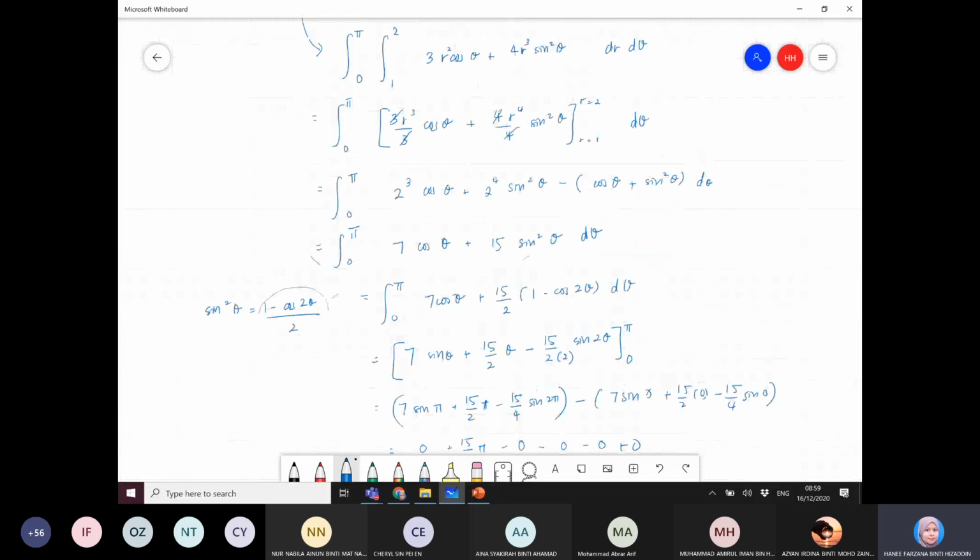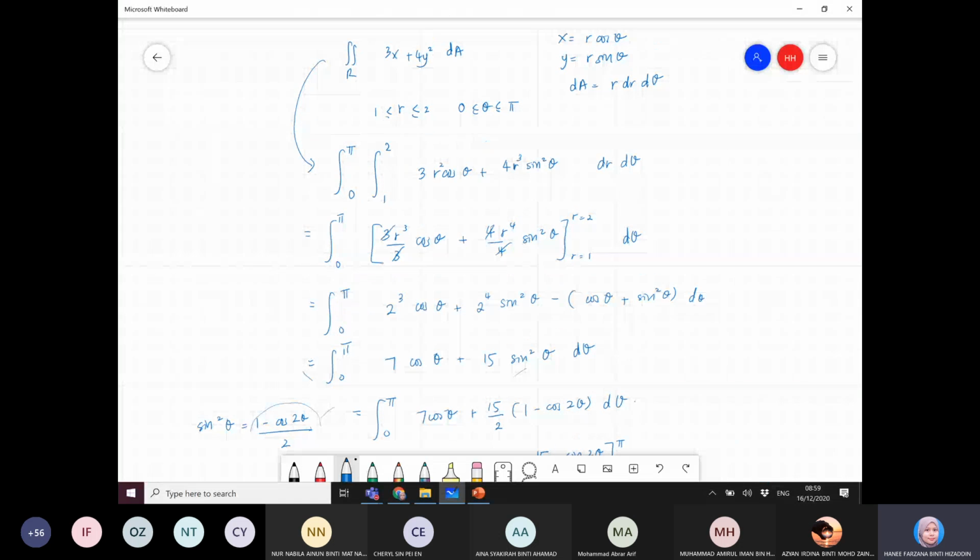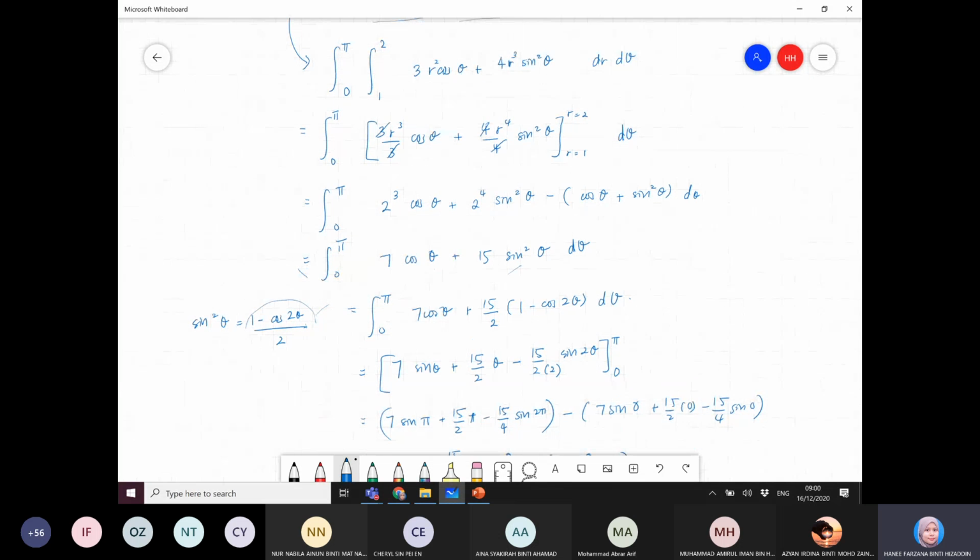So just follow the steps, okay? First of all, identify the limit of r, identify the limit of theta, and then x is r cos theta, put it inside. y is r sin theta, also put it inside, and then dA is r dr d theta, and be careful and just proceed with the integration.